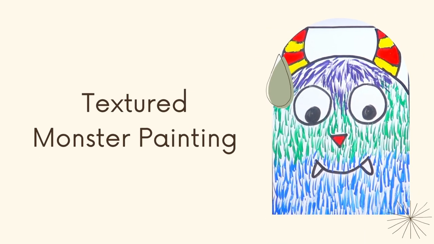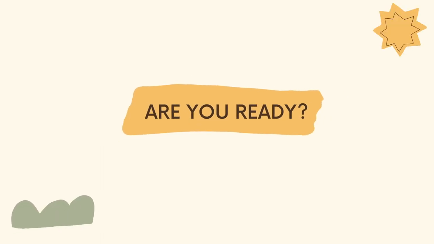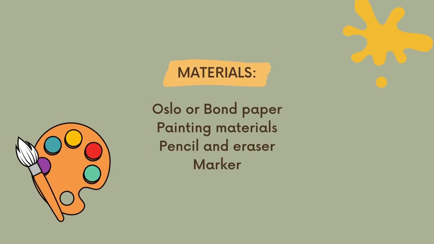Let's create our own textured monster. Are you ready? Let's begin! For this activity, you'll need an Oslo or bond paper, your painting materials, pencil and eraser, and marker. Place your paper in a portrait position.